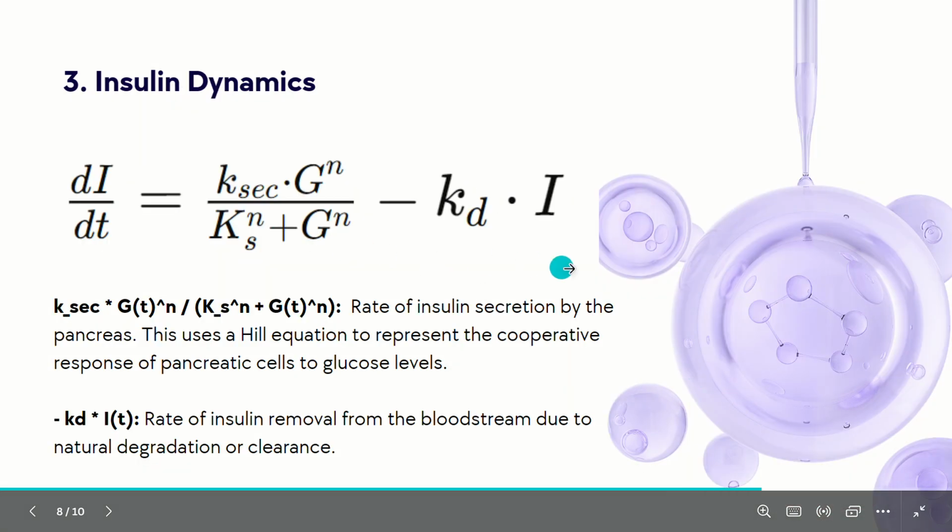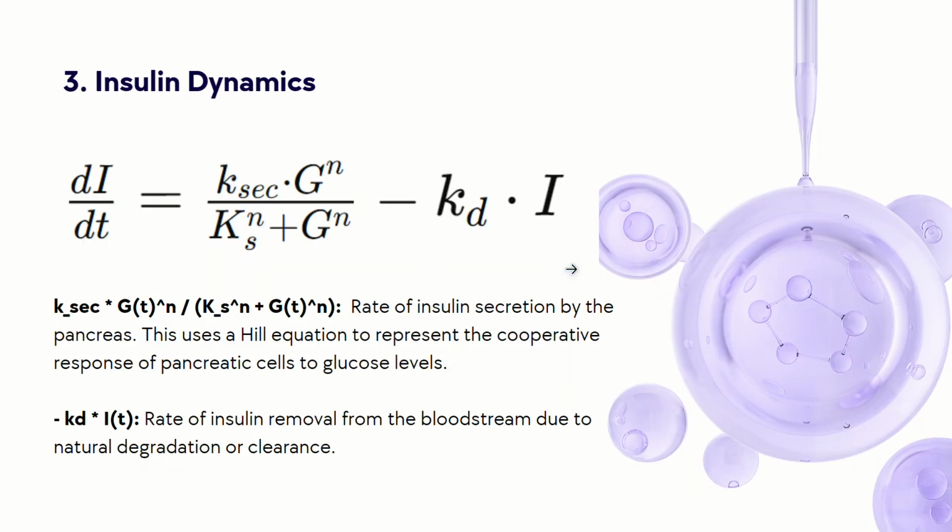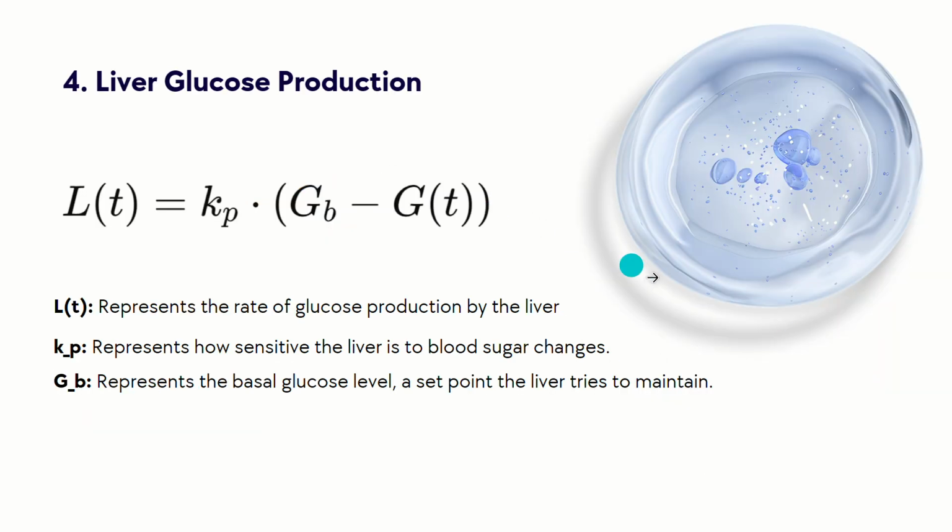The third equation that we are using in the model relates to insulin dynamics. This equation models how insulin concentration changes. It uses the Hill equation to represent the cooperative response of the pancreatic cells to glucose levels. The fourth equation is liver glucose production. It explains the liver's role in regulating blood sugar. When blood sugar drops below basal glucose levels, the liver releases glucose to counteract hypoglycemia.